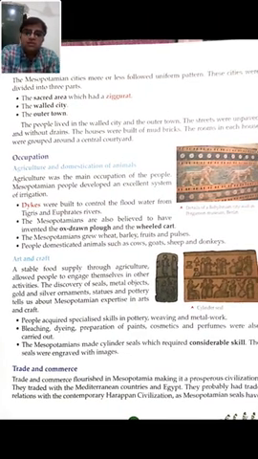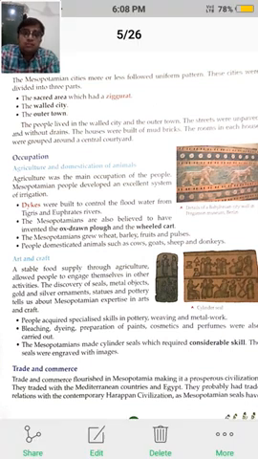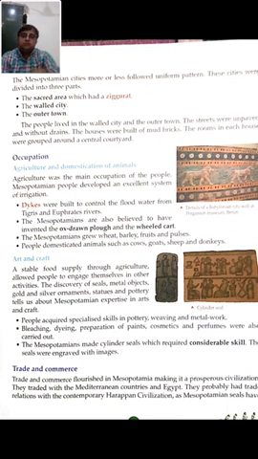The stable food supply through agriculture allowed people to engage themselves in other activities. In the Mesopotamian civilization, people had a very good amount of food grains and fruits to eat, and enough food and fodder was available for the people as well as the animals. This gave enough time for the people to engage themselves in other activities. So the discovery of seals, metal objects, gold and silver ornaments, statues, and pottery tell us about Mesopotamian expertise in art and craft.